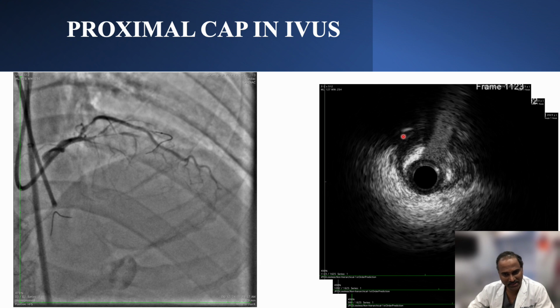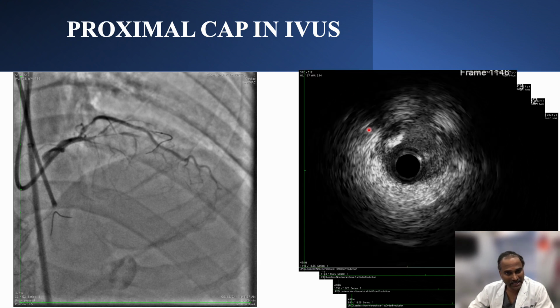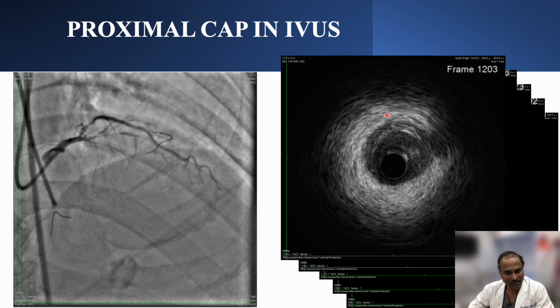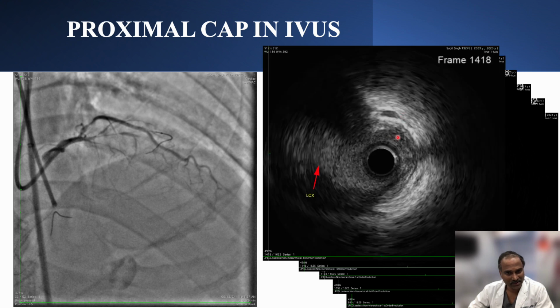Since it is a trifurcation, the visibility of the main vessel was not that great, and this is the LAD, and this is the proximal cap, where we have to enter. And this is the proximal LAD, and this is the LCX.